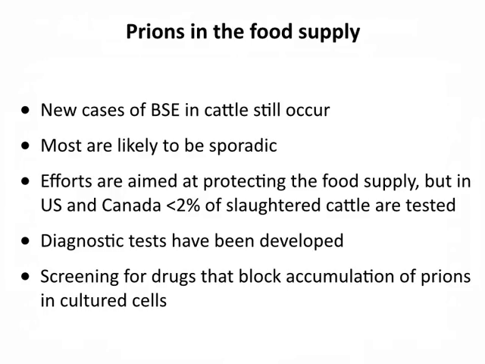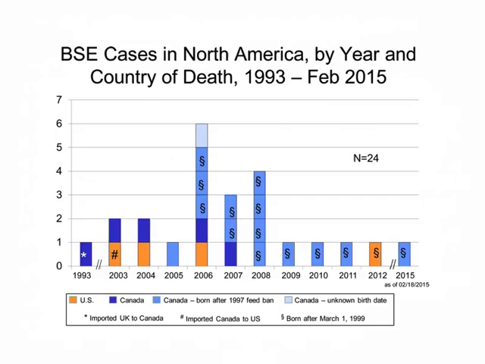These are probably sporadic. So just like people, the cows can sporadically develop a TSE. There are lots of cows that we are raising globally, so we try and protect the food supply. It's not easy because we don't check every cow for BSE. We're trying to develop diagnostic tests and make drugs that would be good for treating prions.